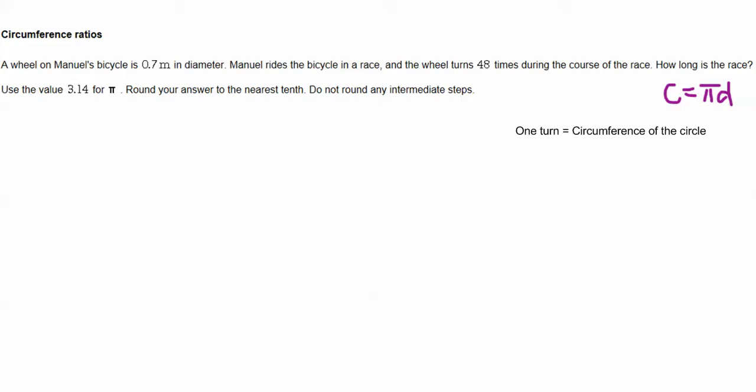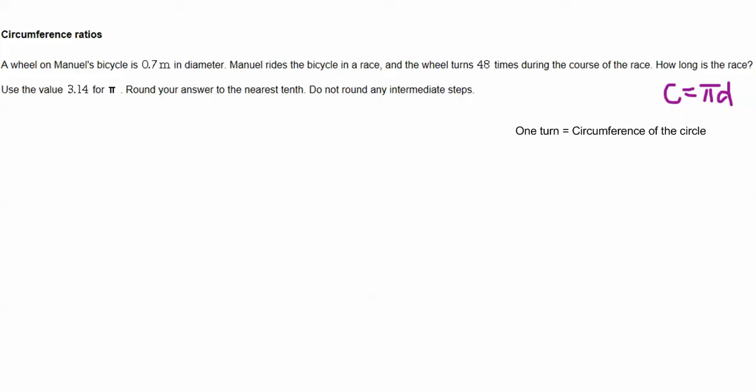Okay. In our first example, it says a wheel on Manuel's bicycle is 7/10 meter in diameter. Manuel rides the bicycle in a race, and the wheel turns 48 times during the course of the race. It wants to know how long is the race, using 3.14 for pi and rounding our answer to the nearest tenth, but not rounding any intermediate steps.